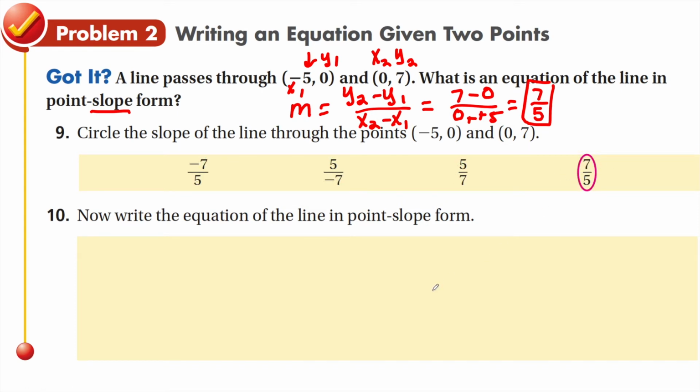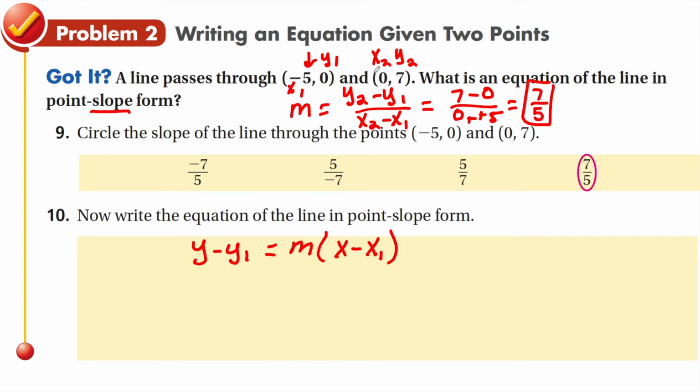Now let's write the equation in point-slope form. Remember, point-slope form is going to be y minus y1 equals m times x minus x1, where again, y1 and x1 are any of these points. You do not need to use the original y1 and x1. It could very well be the x2 and y2 that we used to plug in, if you would like.